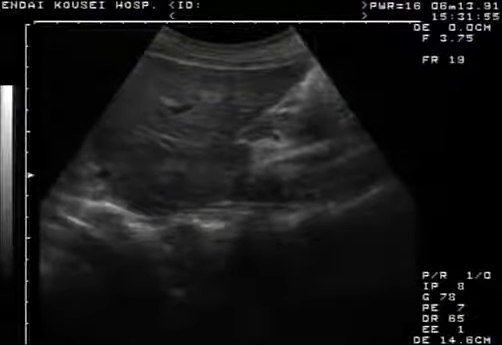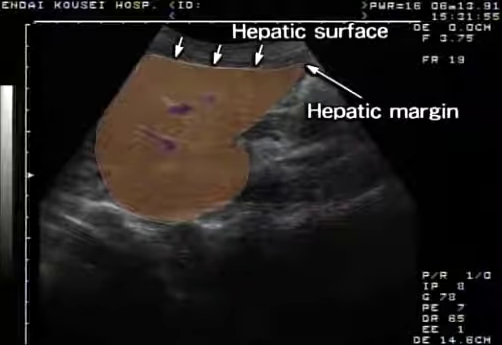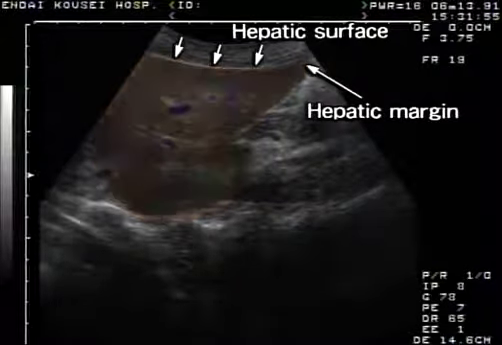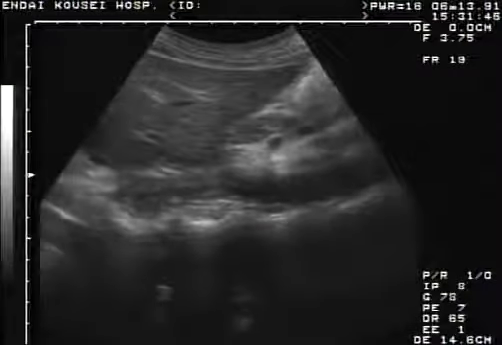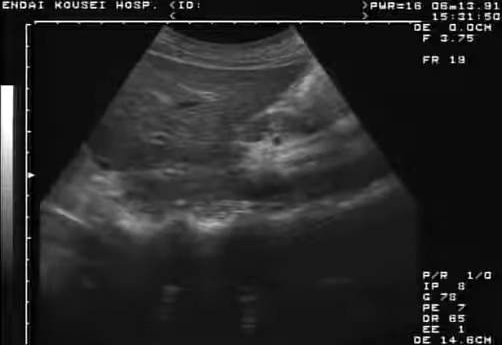On this plane, the left hepatic lobe is visualized. Check if the hepatic surface is flat, the hepatic margins form acute angles, the size of the left lobe is normal, and the hepatic parenchyma returns fine-textured, uniform echoes.